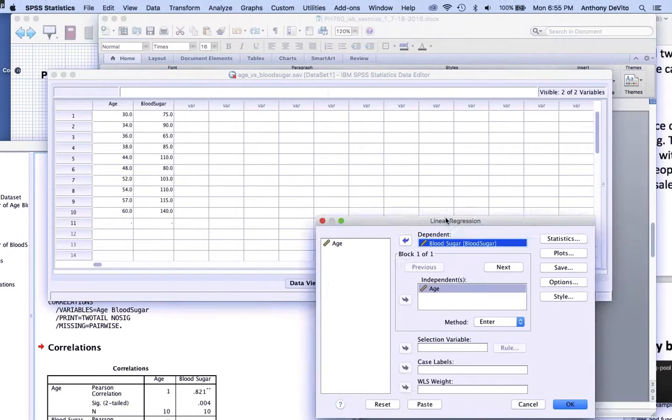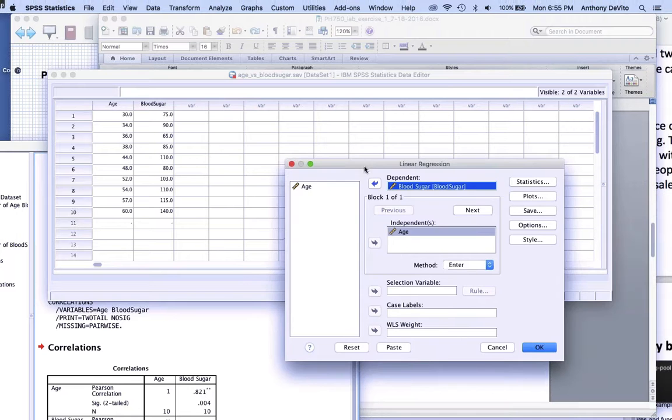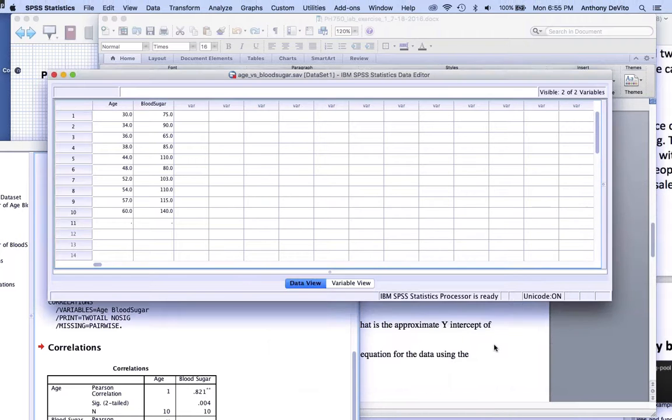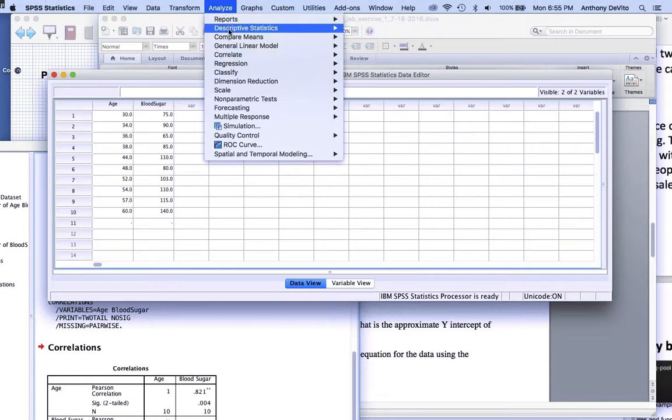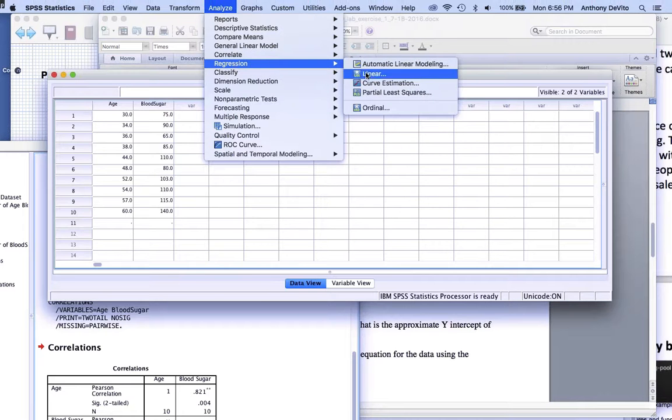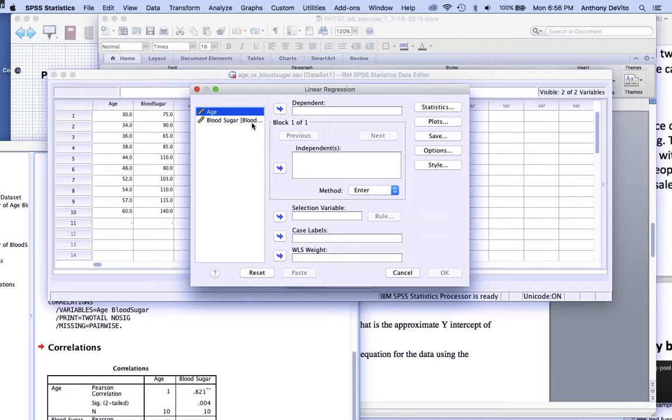I can't believe I jumped ahead like this. Okay, that's okay. Linear. I'm going to go back and put age in here, put blood sugar up here, and click OK.